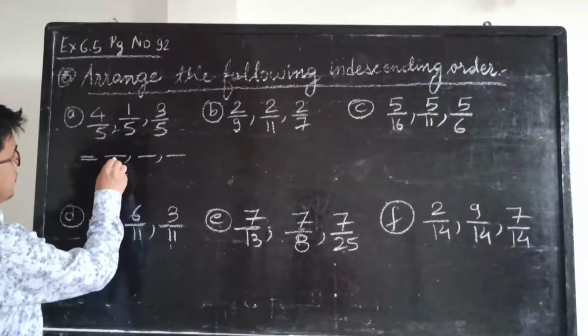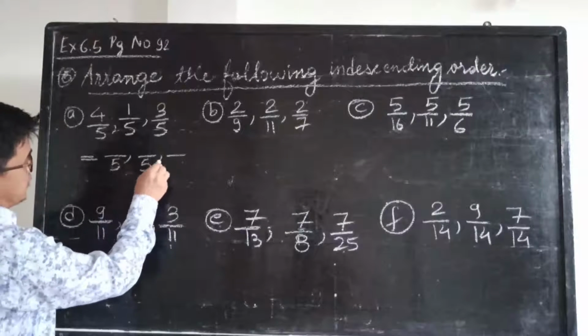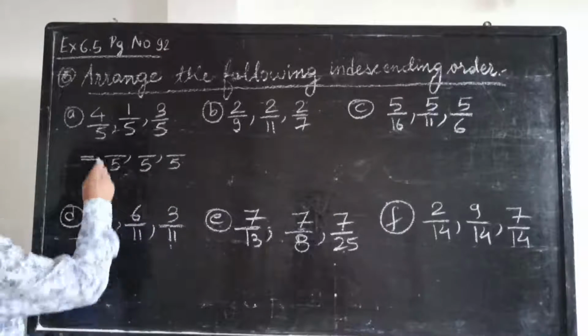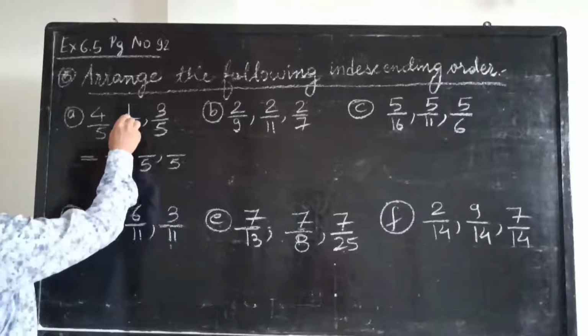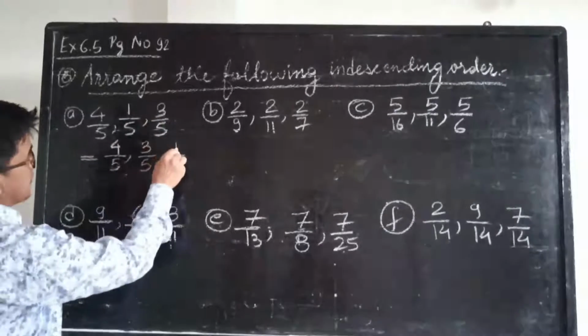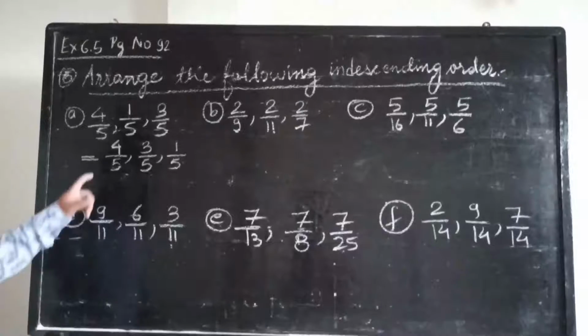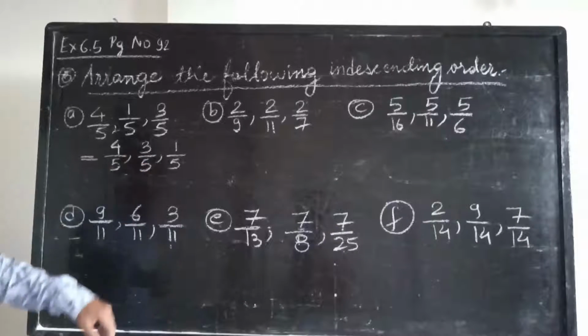So we write the denominators first. We know that the denominators are the same. Now 4, 1 and 3, which is biggest? 4. Now 1 and 3: 3, and the last one is 1. So 4 upon 5, 3 upon 5 and 1 upon 5.